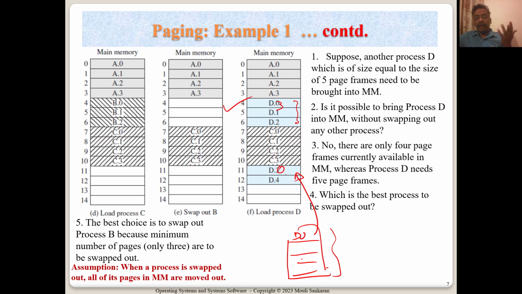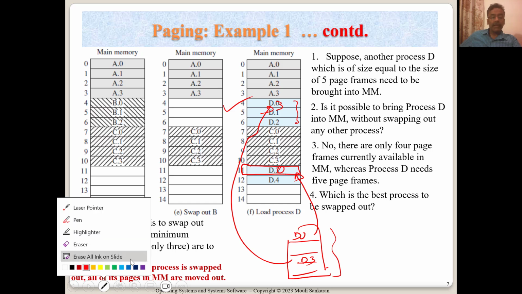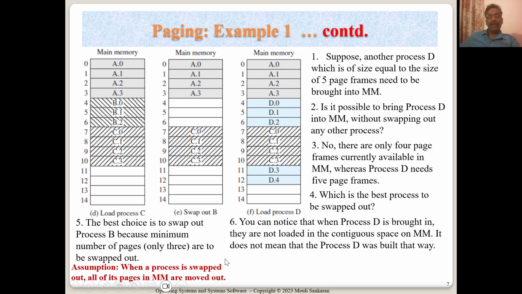As long as I map D3 to this location, no issues. It need not be contiguous, but within the page, yes, they need to be within the contiguous area of 4 kilobyte or 2 kilobyte, whatever the page size we are talking about. So this is the flexibility that I talked about, which the paging mechanism gives you.